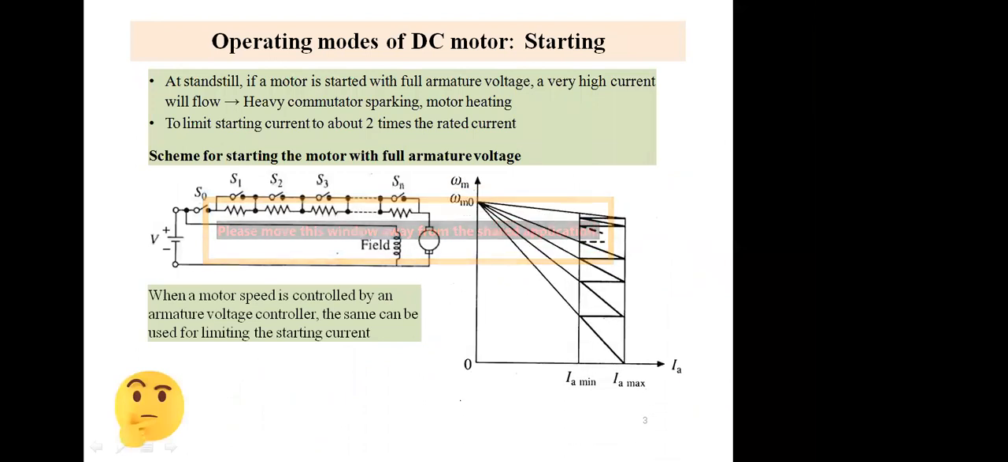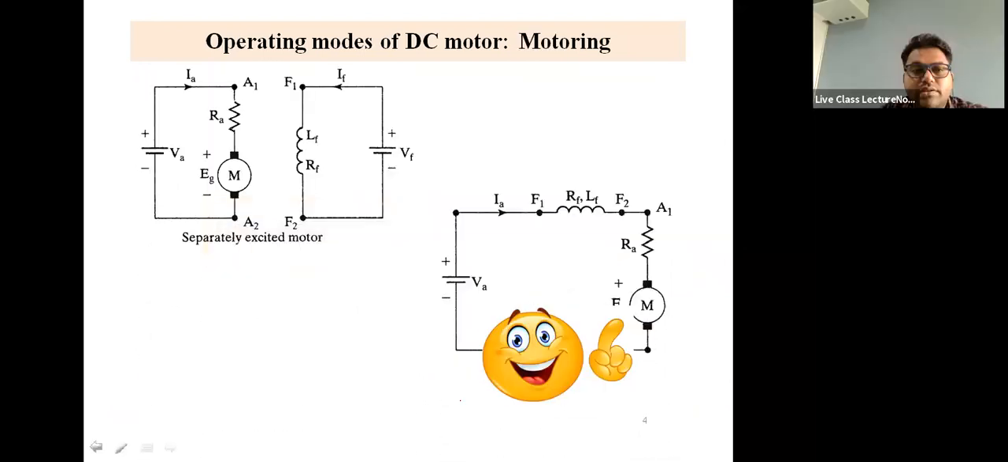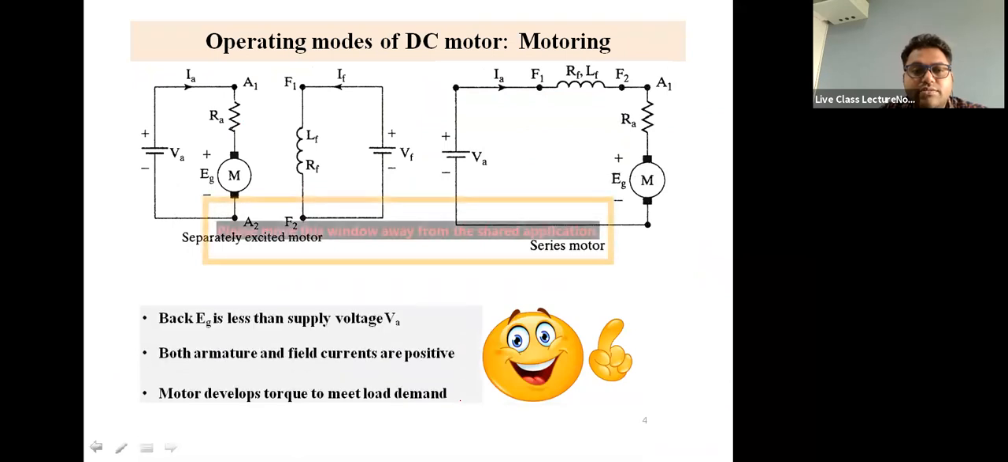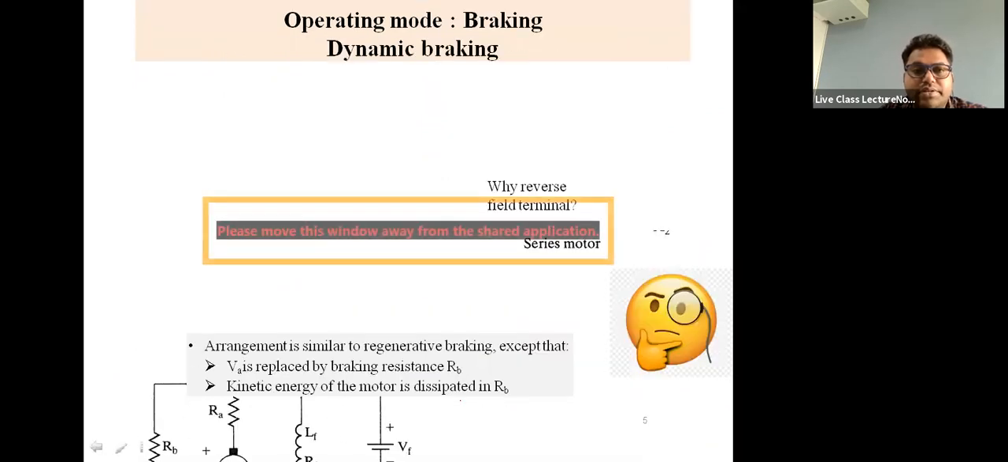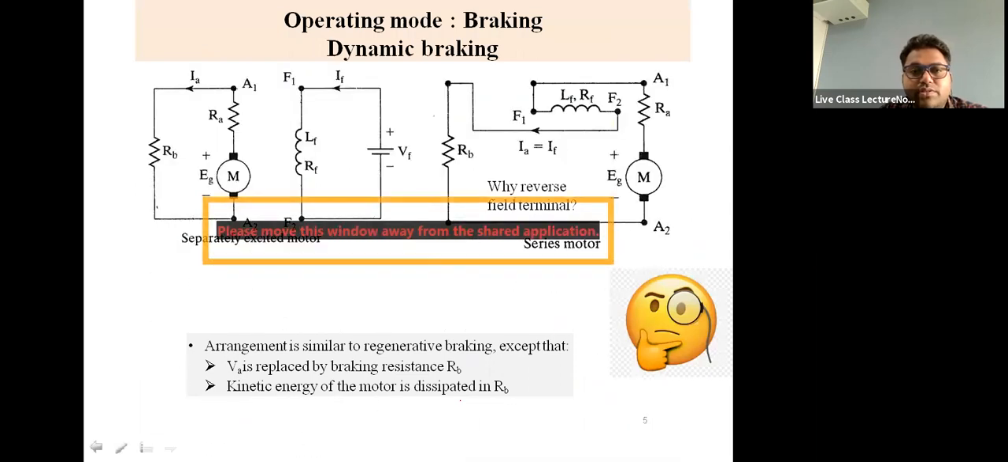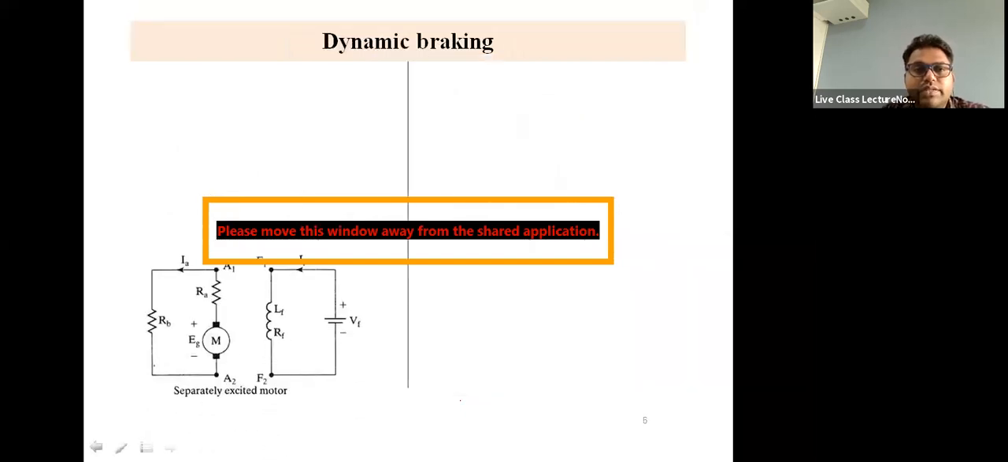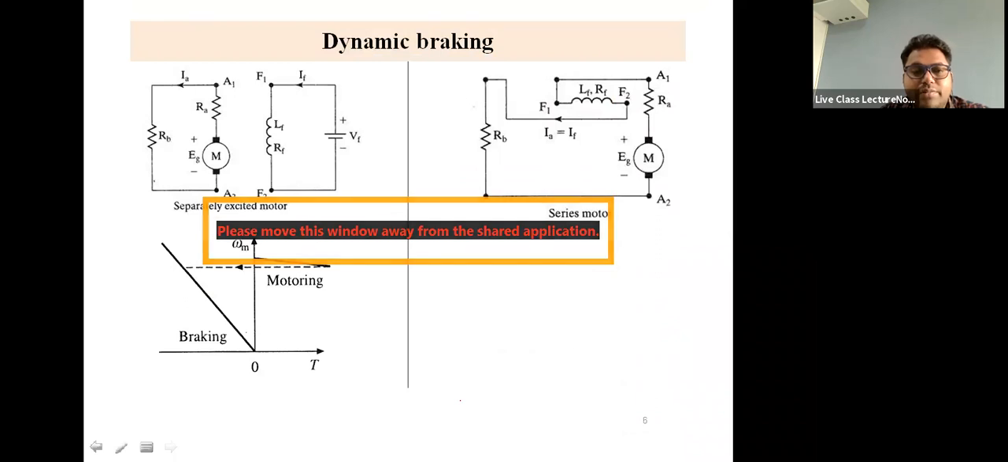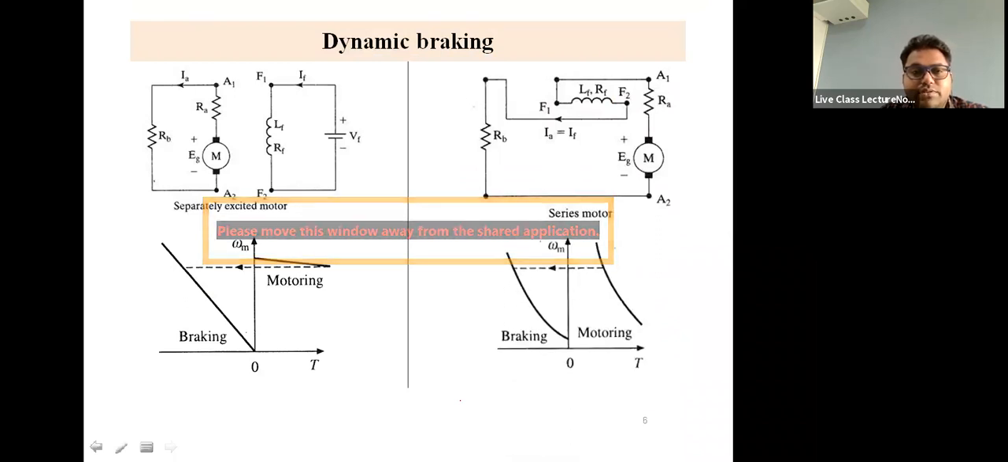So operating modes, motoring. That was the series and this one. So E has to be less than the supply voltage. And then for the dynamic operation, this would be the connections, and you have to reverse the series motor terminals, the field terminals, not the armature. Then dynamic braking, this is the speed torque characteristics. And for the series motor, this is the speed torque characteristics.